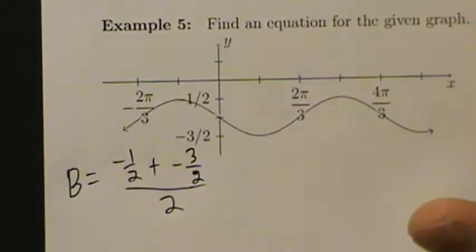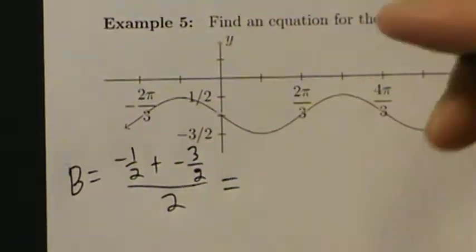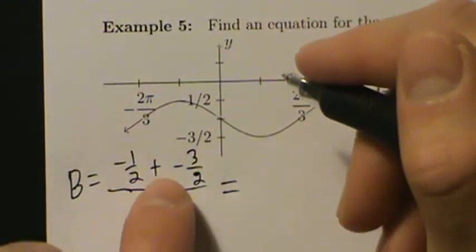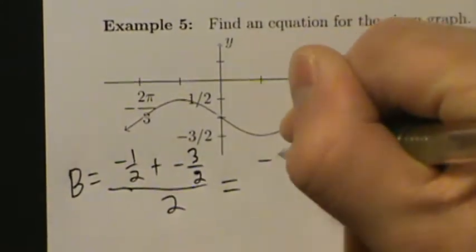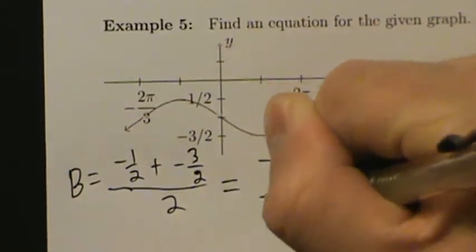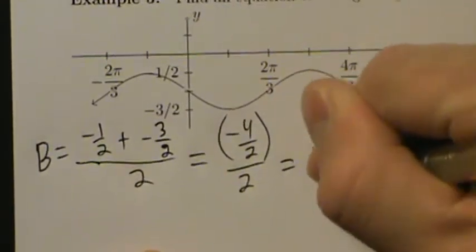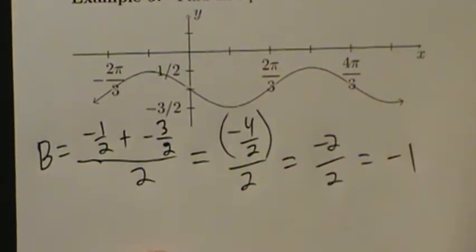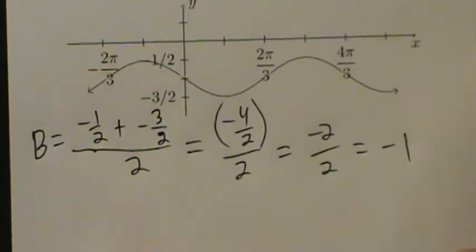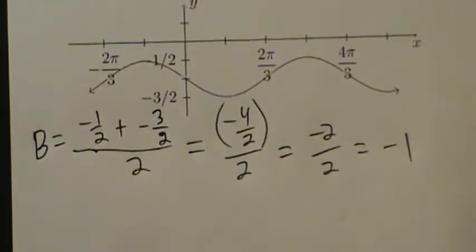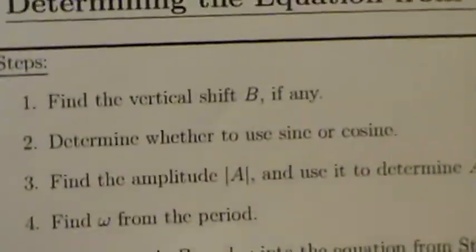all divided by 2. Really, that means -1/2 minus 3/2, so that's -4/2, all divided by 2. -4/2 is -2, and -2 divided by 2 is -1. So b equals -1, so there's a vertical shift. That's going to complicate things a little bit. So that's it for step 1, find the vertical shift b, if any.